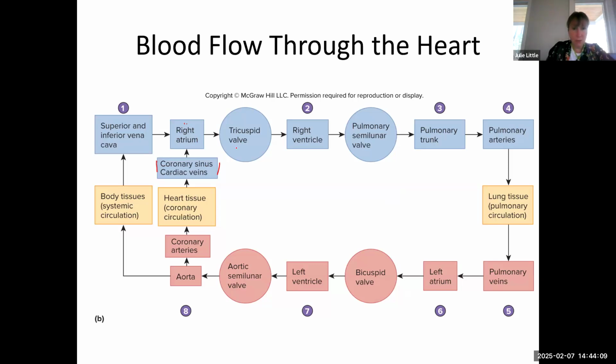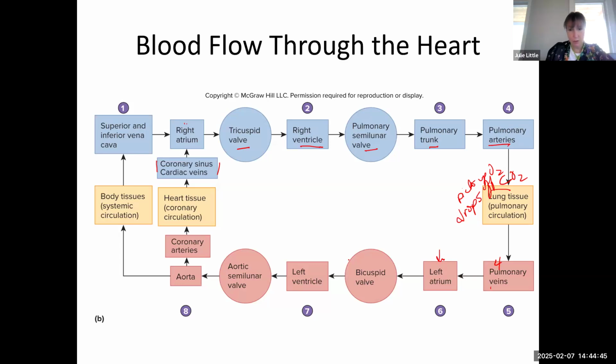Then it goes from the right atrium through the tricuspid valve. We just did this, through the right ventricle. And then after the right ventricle, it's going to be pumped through the pulmonary semilunar valve into the pulmonary trunk, into the pulmonary arteries, goes to the lungs, picks up oxygen, drops off carbon dioxide. And then that blood is now oxygenated, and it will go from the lungs into the left side of the heart. How? These four pulmonary veins dump into the left atrium.